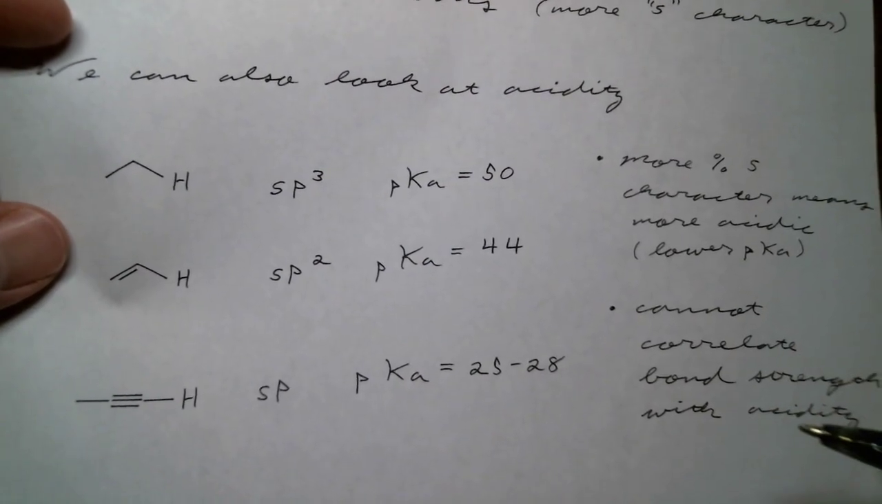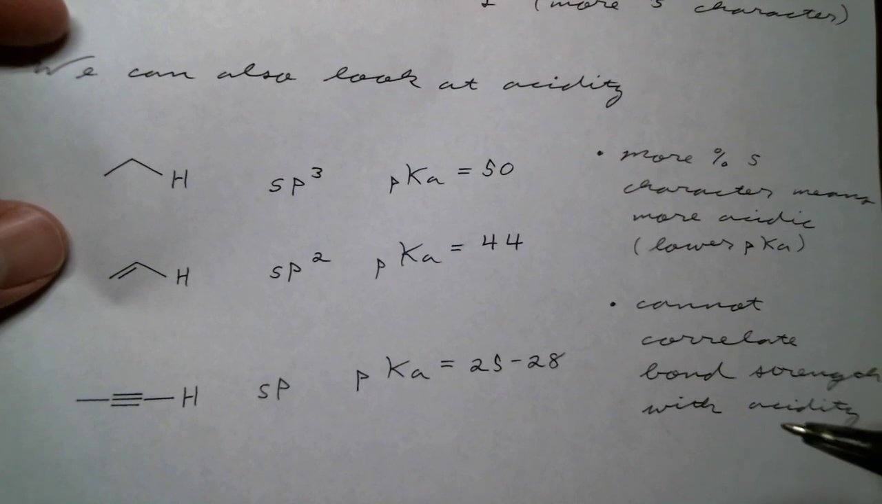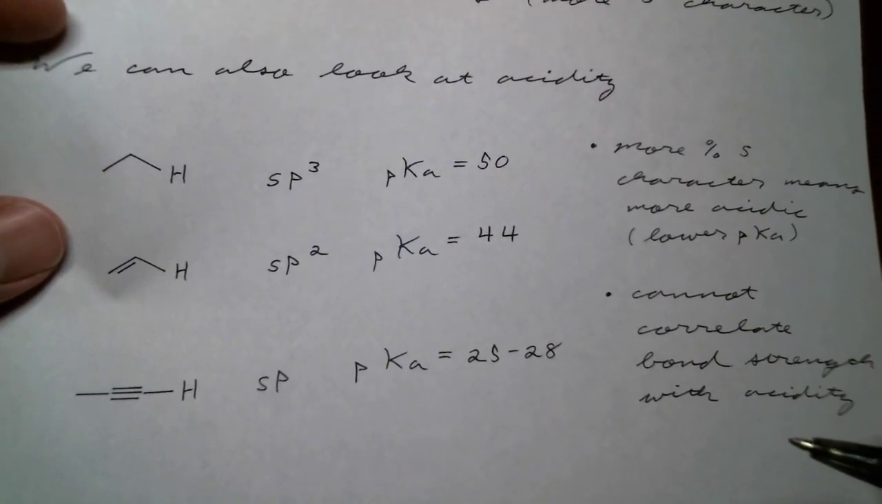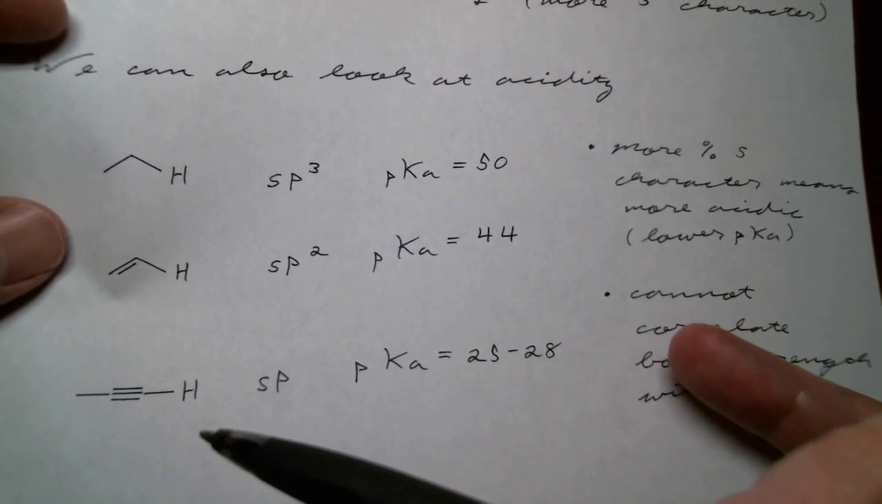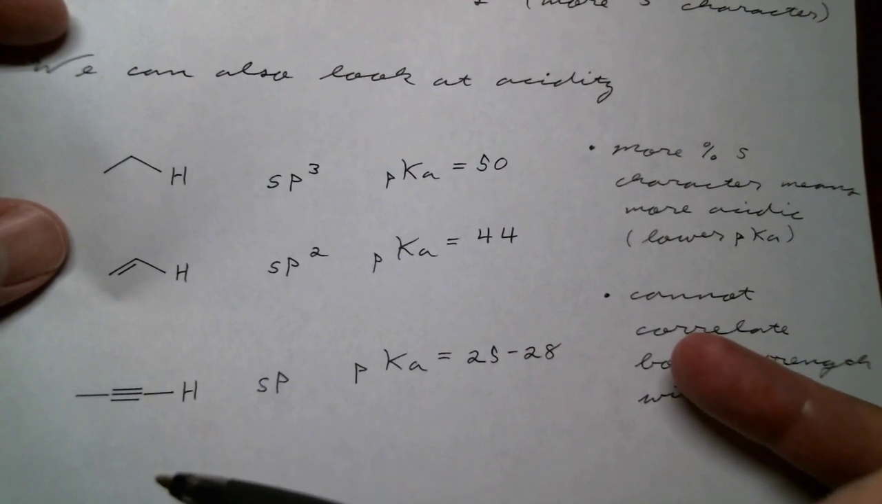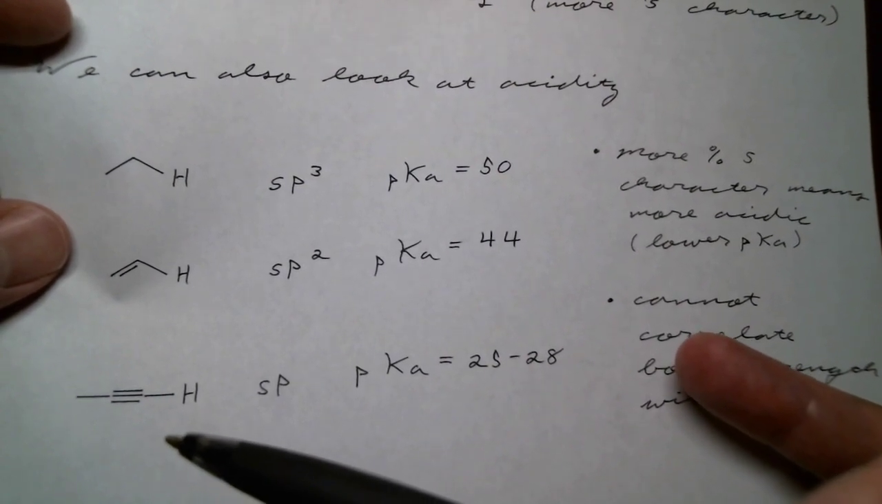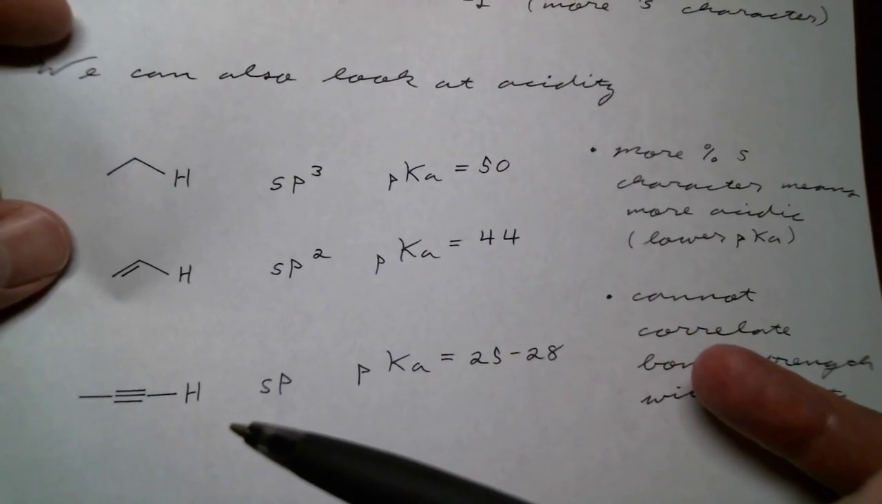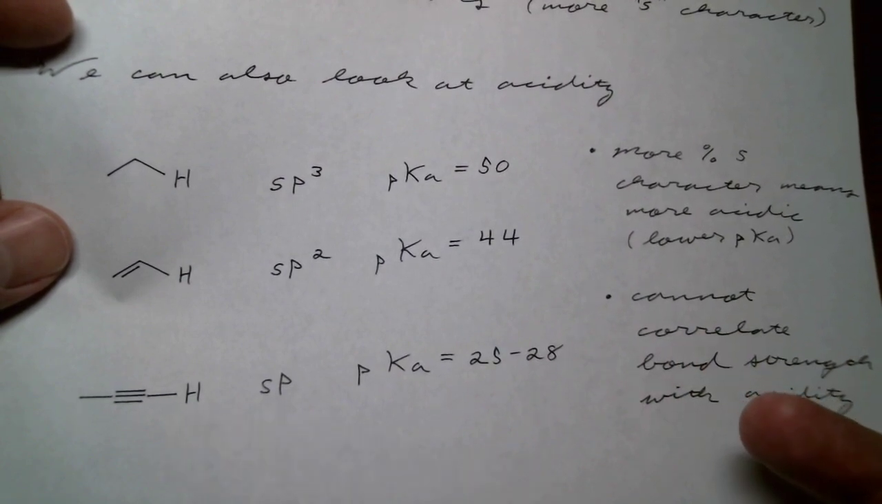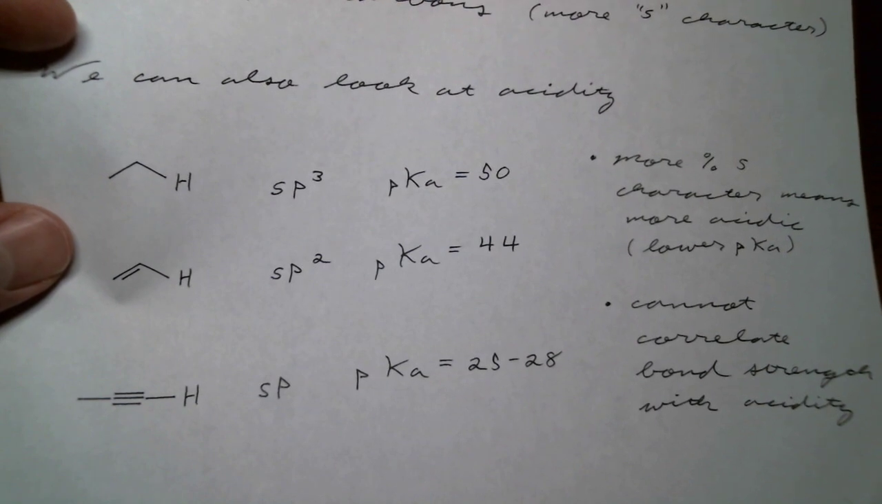So we can't really correlate these acidities to bond strength for the reasons I outlined. It's a different kind of breaking of the bond where one atom ends up with both electrons as opposed to a homolytic bond breaking event where one atom ends up with one electron and the other atom ends up with the other electron. So that pretty much does it for this video.